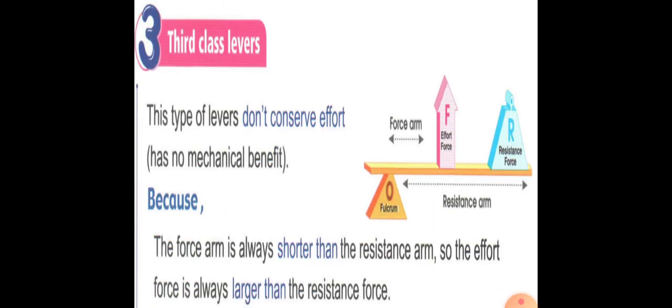What about the third class lever? The third class lever, we know before, is the lever in which the effort force is in the middle between the fulcrum and the resistance force. Look at this drawing. Always we will find that the force arm is shorter than the resistance arm. So when the force arm is shorter than the resistance arm, the effort force is always larger than the resistance. So this type of levers doesn't conserve effort. They have no mechanical benefits. Why? Because the force arm is always shorter than the resistance arm, so the force is always larger than the resistance force.